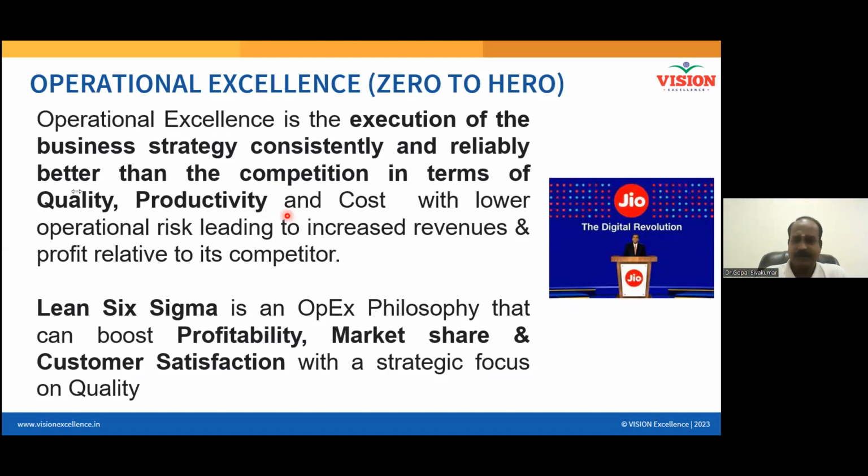Operational excellence is the execution of the operational strategy consistently and reliably better than the competition in terms of quality, productivity, and cost with lower operational risk, leading to increased revenues and profit relative to its competitor. Enough.